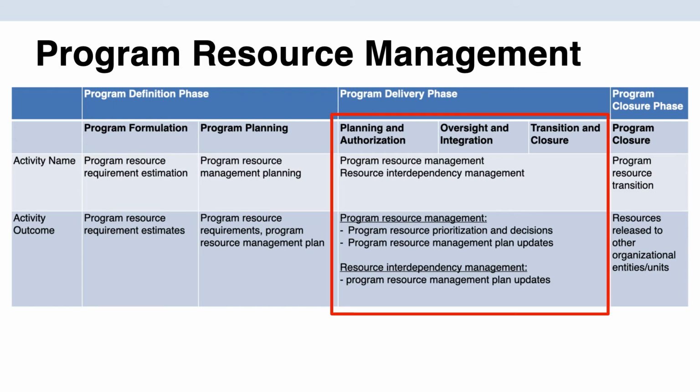Next, we move on to the program delivery phase. The program resource management activity happens, and this will result in the program resource prioritization and decisions, as well as updates to the program resource management plan. This activity also has a major sub-activity called resource interdependency management, which results in resource management plan updates.